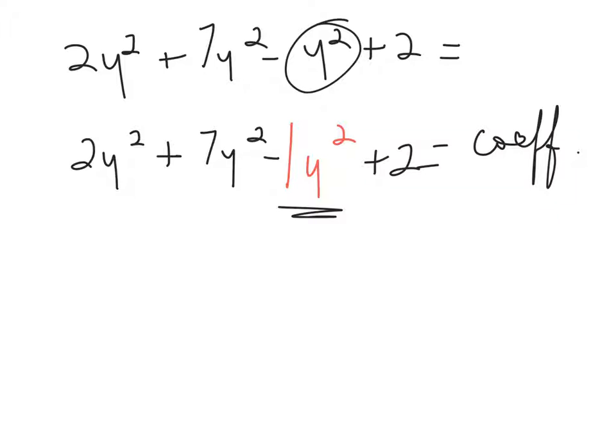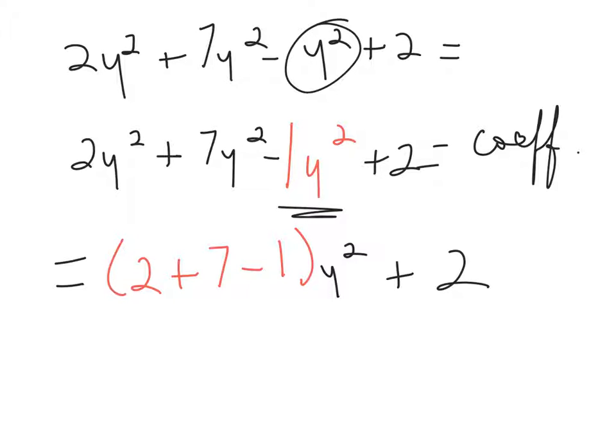So we have 2y squared plus 7y squared minus y squared plus 2. And you can see I circled the y squared. Something's wrong with my recording, it keeps showing it's not recording and then it's recording. So if I've said this 3 times, sorry. You can see here I added the coefficient 1. So hopefully you got that by now.